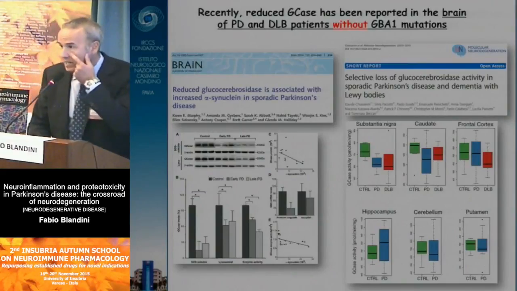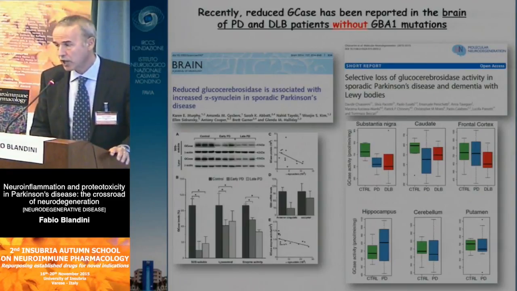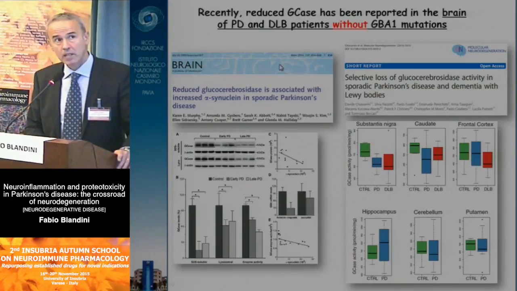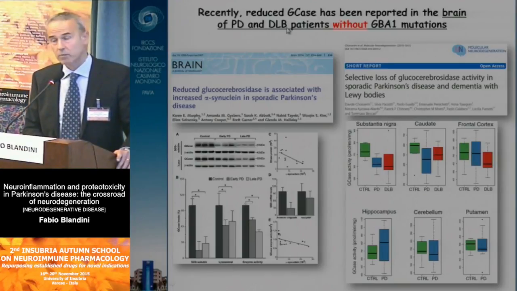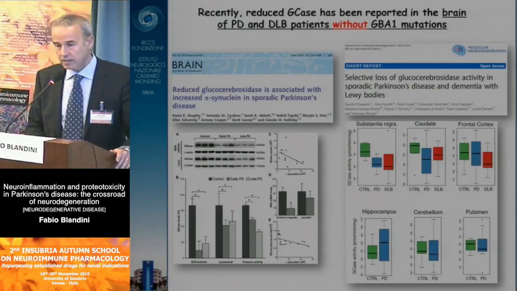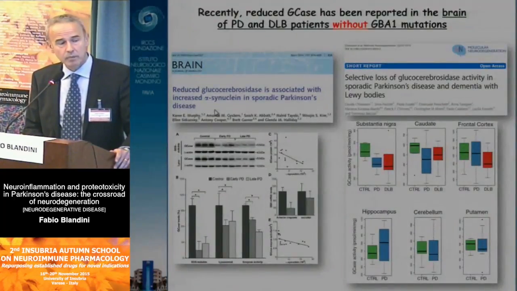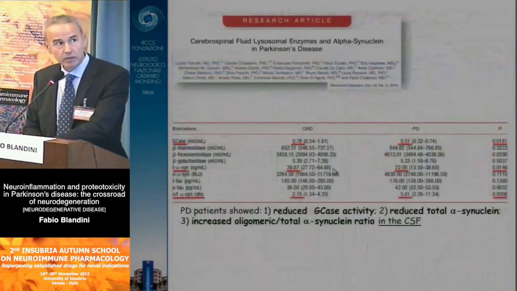More recent studies have also started to suggest that, in fact, reduced GCase may not be restricted to subjects with a mutation in the gene, but it might be a finding shared by all the sporadic Parkinsonian patients, or patients with other forms of neurodegenerative disorders characterized by the deposition of Lewy bodies, like Lewy body dementia. Because it has become quite obvious that GCase activity can be reduced in various brain areas of these patients. Again, sporadic PD patients without the GBA1 mutations.